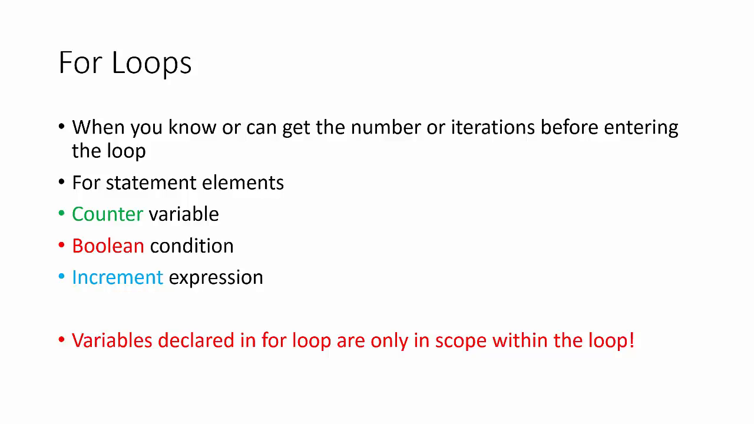There are a number of elements in a for loop statement. The first one we need to create is the counter variable. We have a Boolean condition, that's our comparator, the same as the while and the do-while loop. We need to compare to decide whether we want to do the loop again. And then in our for loops, we have an increment expression. So that means that our counter, which we declare at the start of the for loop, has to be incremented for the next time we go around the loop. Now, variables declared in a for loop are only in scope within the loop.